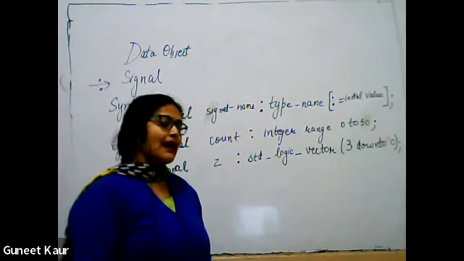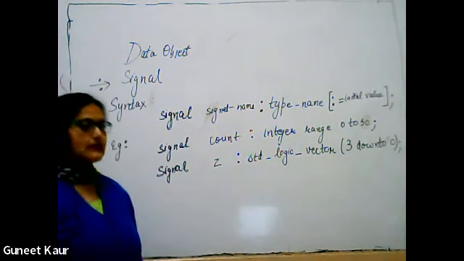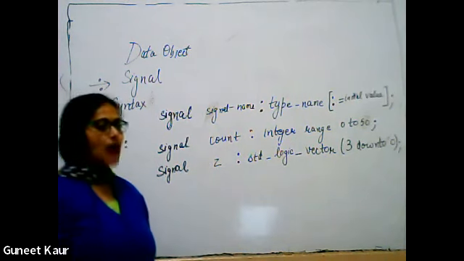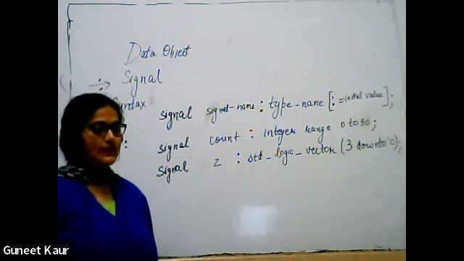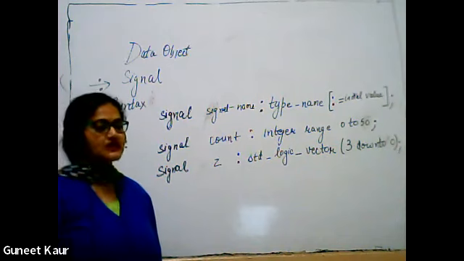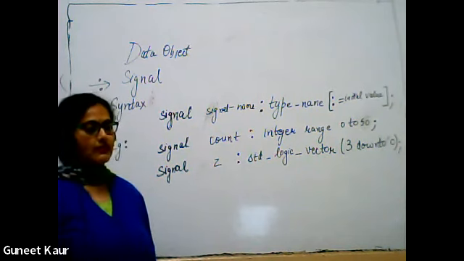Means I have taken the data object of class signal having the name count, and the type of that count signal is integer, and the range for that is 0 to 50.